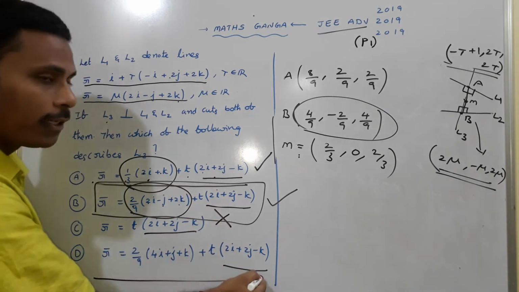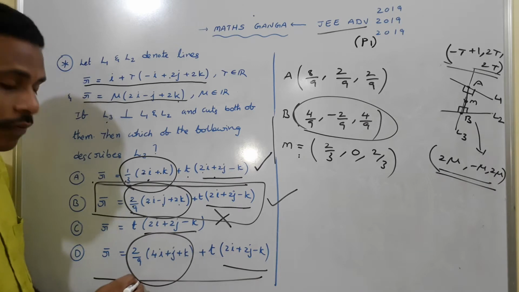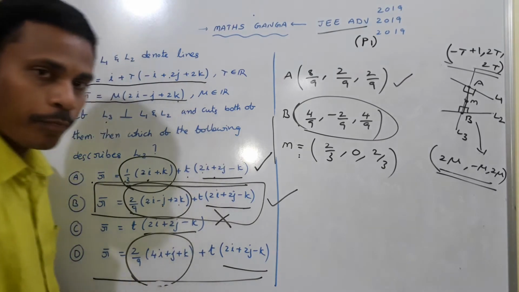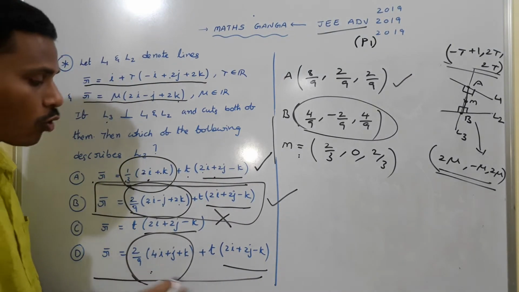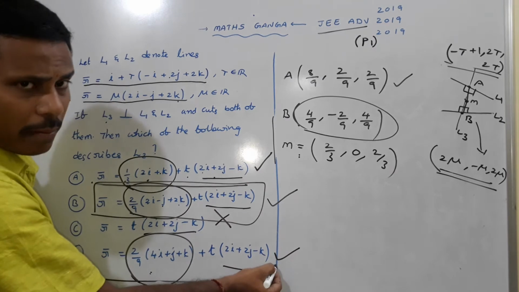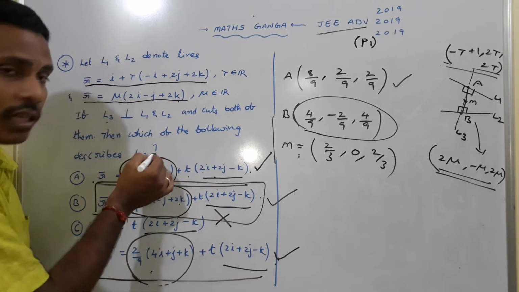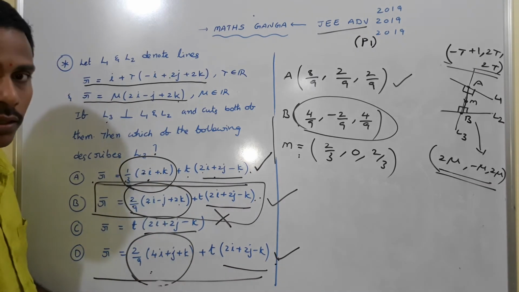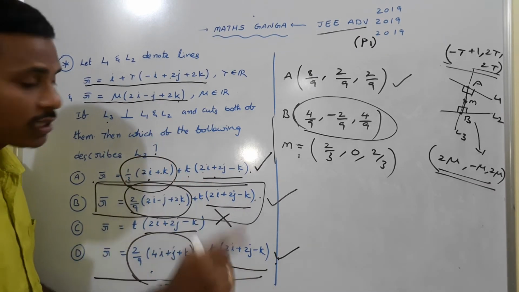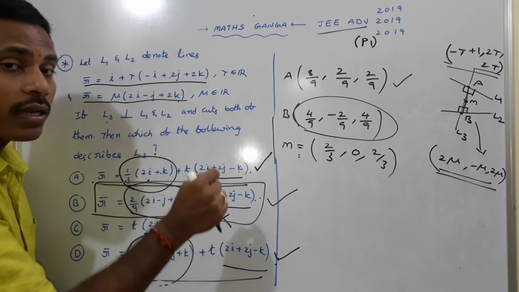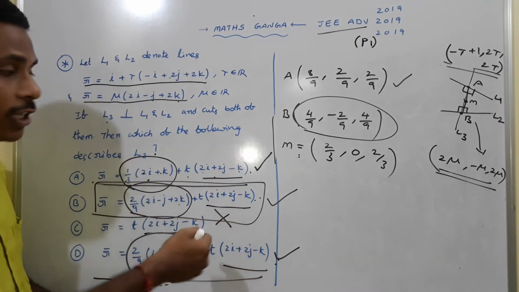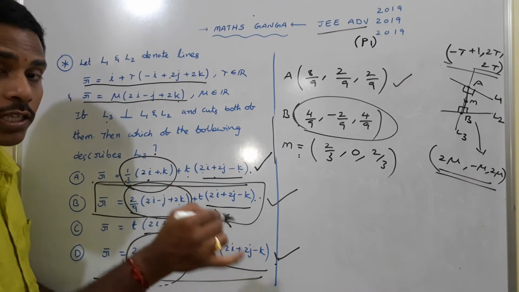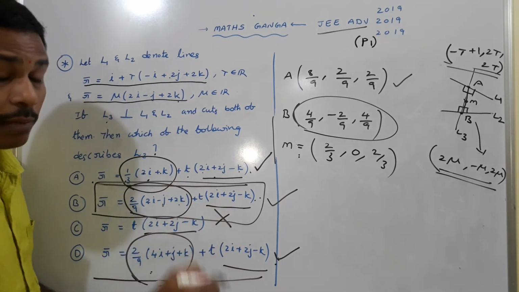Then coming to option D, it represents the point 8 by 9, 2 by 9 and 2 by 9, which is nothing but point A. So this is also one of the choices of the line. All these three lines are same. All these three lines describe L3, but these three forms are given with respect to different points of the line. To describe a line, we need one point and the DRs. DRs are same for all, but we described that line with respect to point A, point B and point M. So finally, your choices for this question are A, B and D.